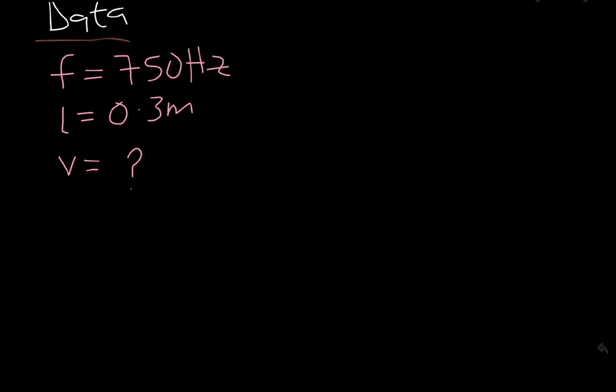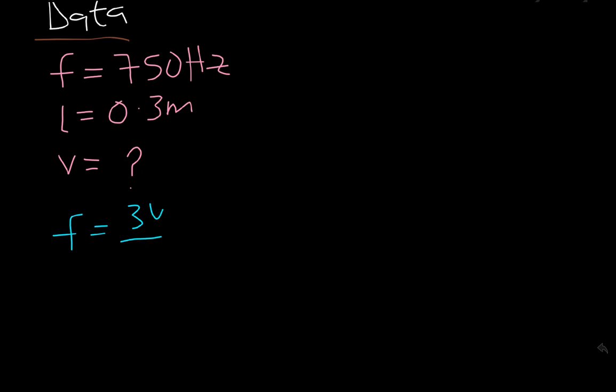So what we'll do now is write out the relationship between velocity, frequency and length in a resonance tube. That will be F equals 3V over 4L, because this one is at the second resonance position. From the diagram, you see this is at the second resonance position. So we have F equals 3V over 4L.